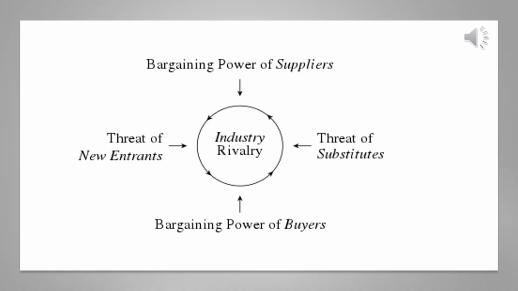The 5 forces analysis is based on 5 factors. First, the bargaining power of suppliers, threat of substitutes, bargaining power of buyers, the threat of new entrants, and then the industry rivalry.